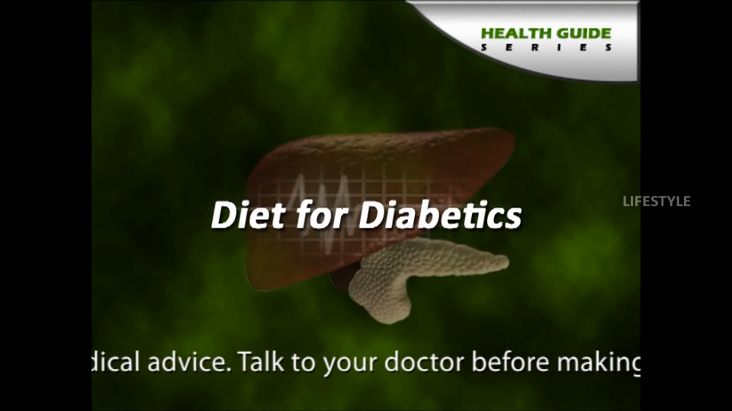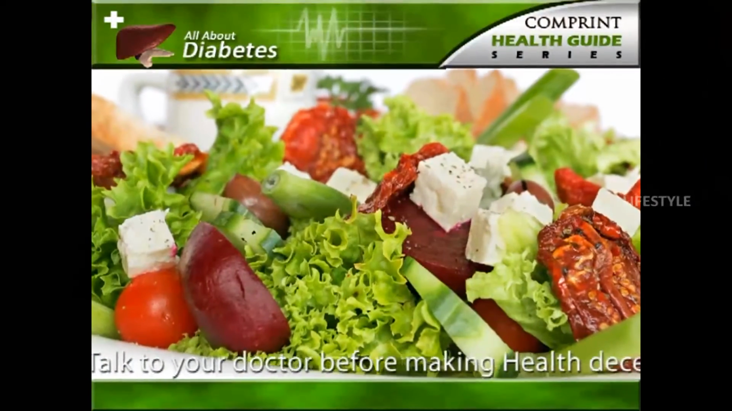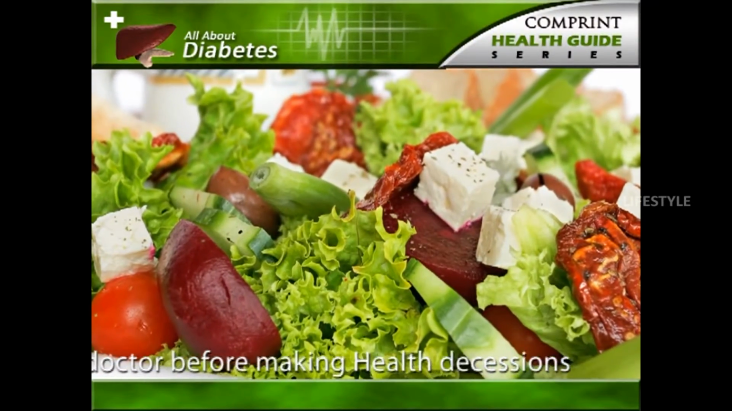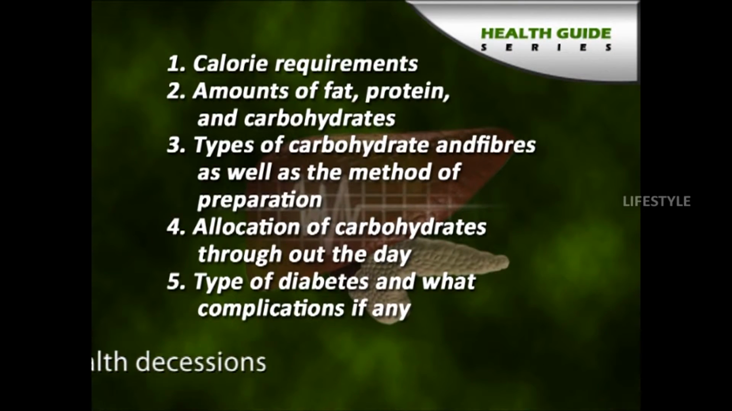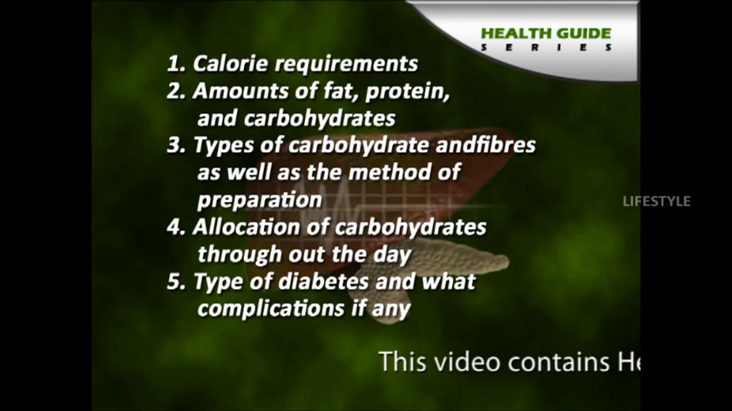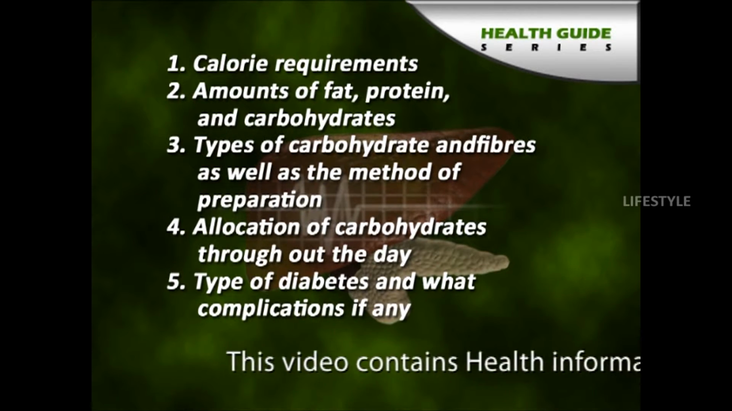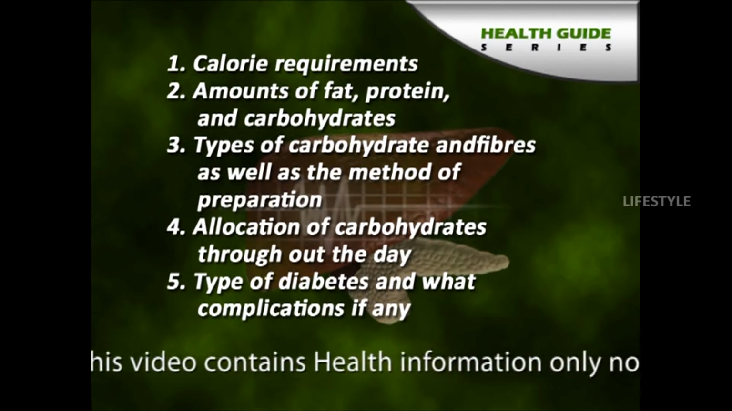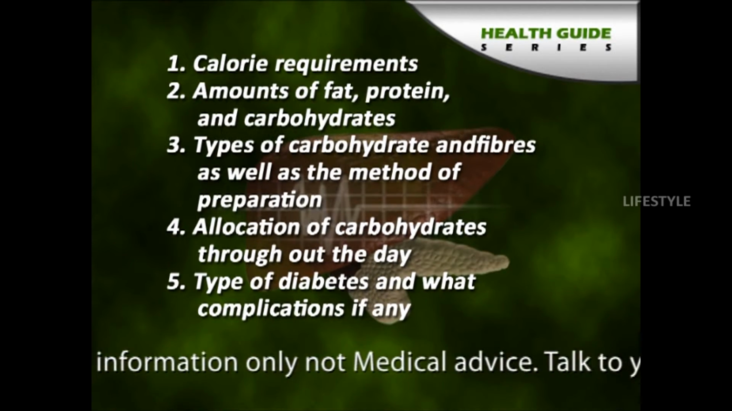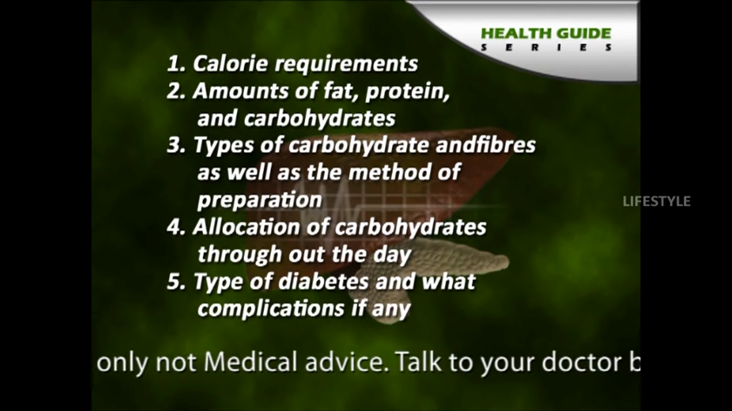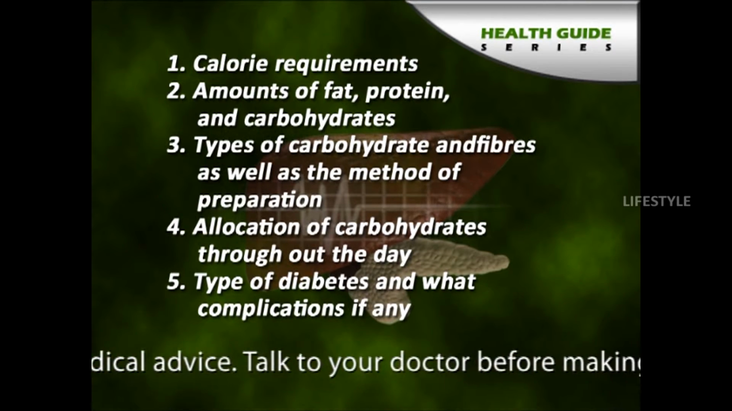Diet for diabetics. The main considerations when planning a diet for an individual with diabetes are: 1. Calorie requirements, 2. Amounts of fat, protein, and carbohydrates, 3. Types of carbohydrate and fibers as well as the method of preparation, 4. Allocation of carbohydrates throughout the day, 5. Type of diabetes and what complications, if any.